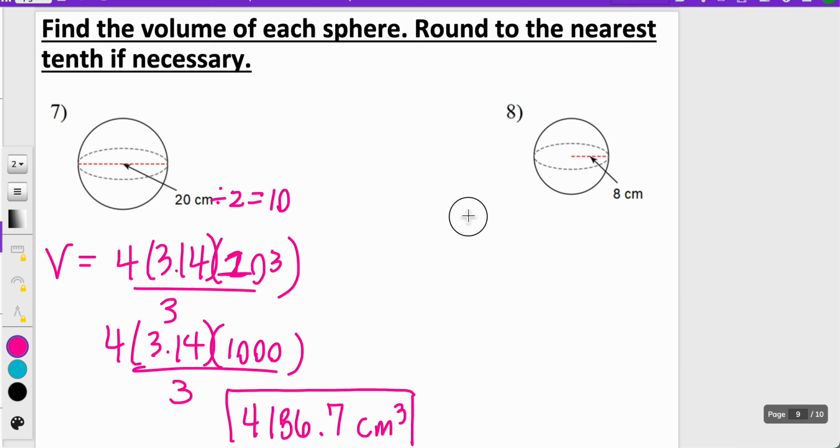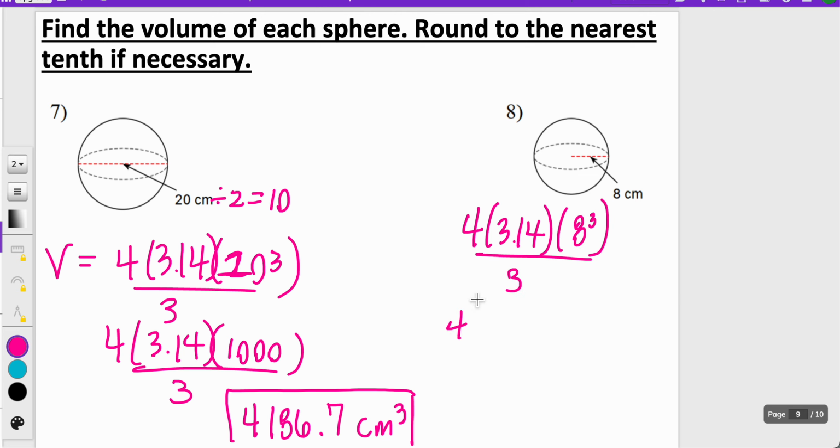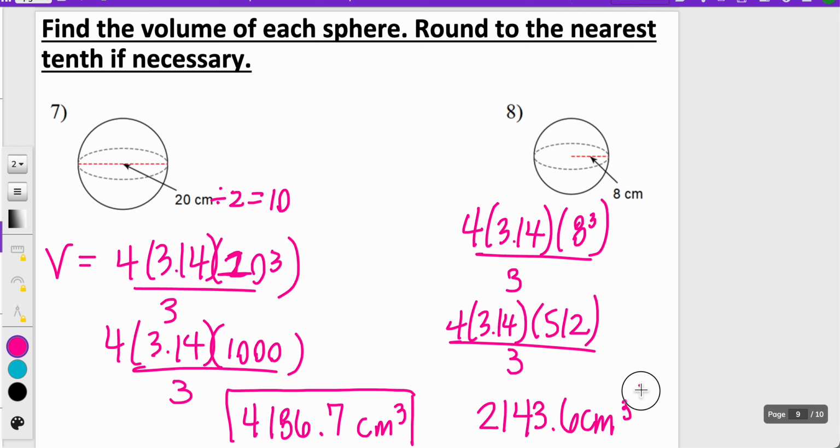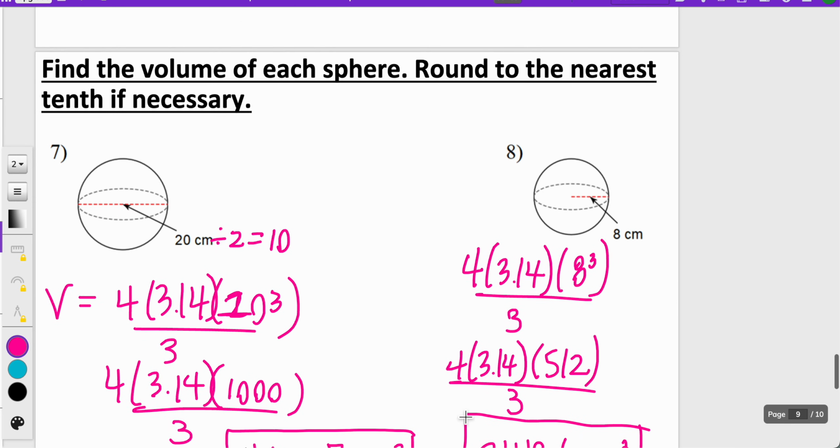And then for number 8, we've got 4 times pi times 8 cubed divided by 3, or 4 times pi times 512 divided by 3. Typing that into my calculator, 4 times pi times 512, and then dividing that by 3. Rounding to the nearest tenth, I'm getting 2,143.6 cubic centimeters. Okay, that'll conclude our video today on finding spheres volumes.